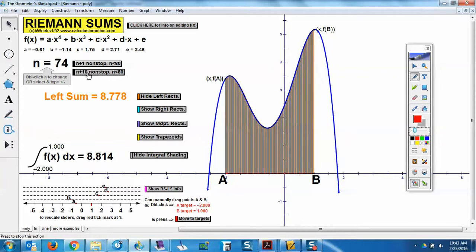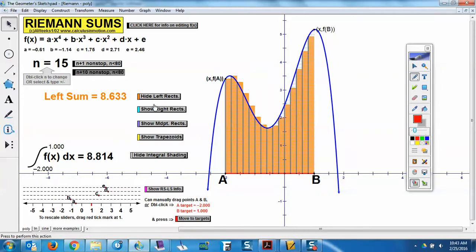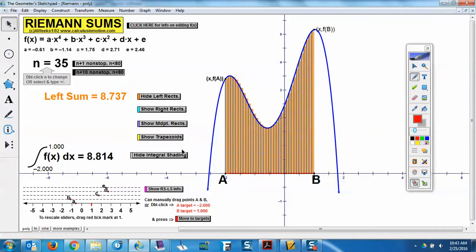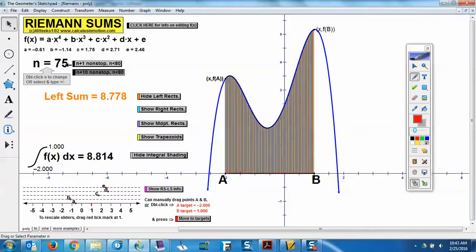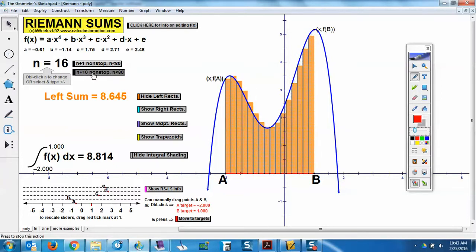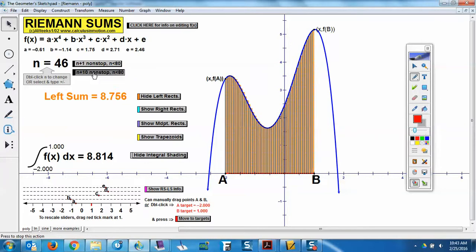Oops, I gotta stop that. See, there's 25 left rectangles, right? Now the left rectangle is a pretty good approximation. Oh, there's 75. Oh my gosh, keep going. Okay. Okay, if you got 46 left rectangles, you can get a pretty good approximation. Okay, and we can keep going.